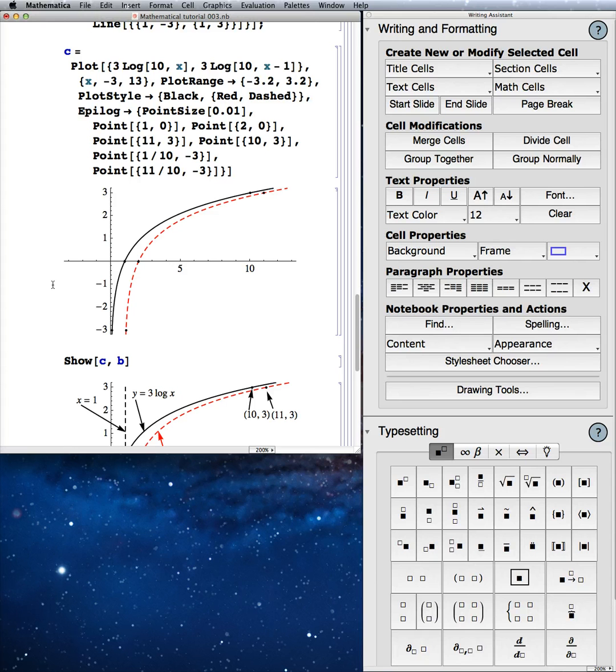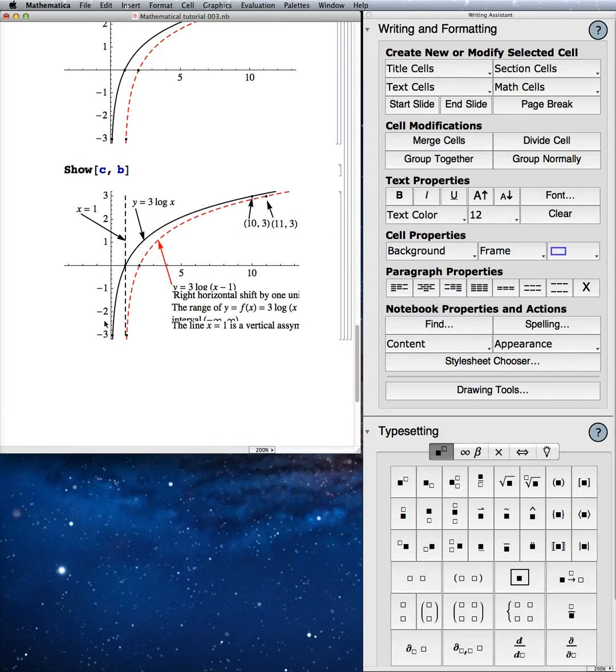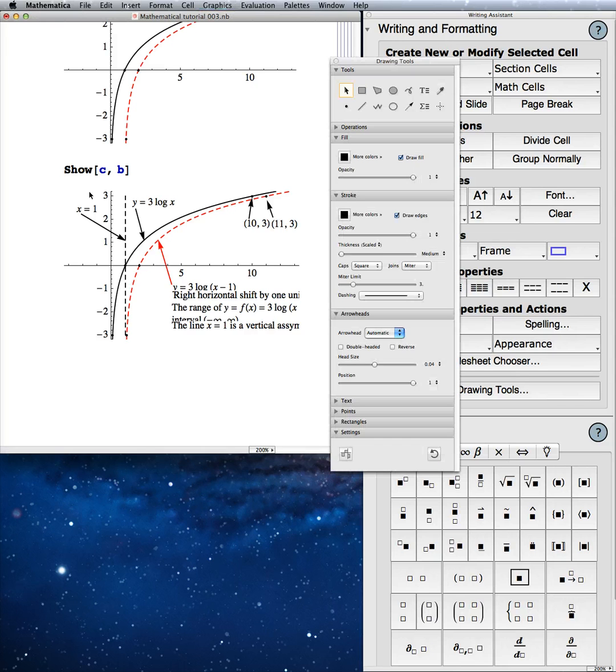Now, to show both graphs together, that is the vertical asymptote together with the graph, I will type show C comma B. Then, using the drawing tools, which we get by pressing Control T, I'm able to insert arrows and label the arrows. We'll try this in a little bit more detail in the next tutorial.